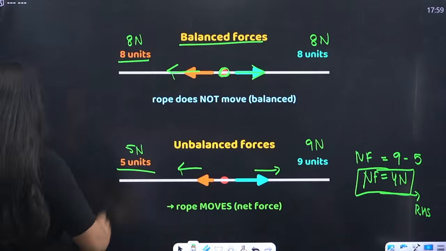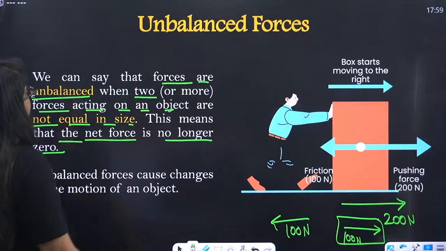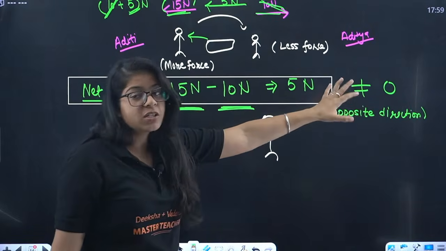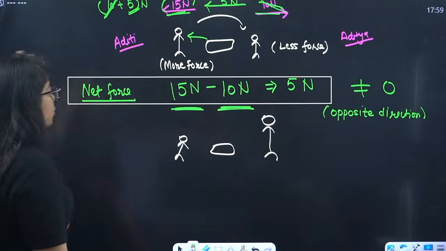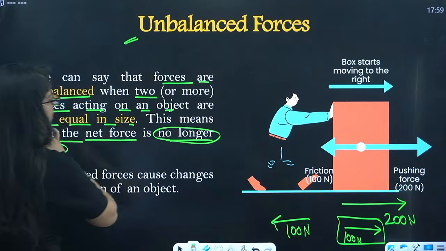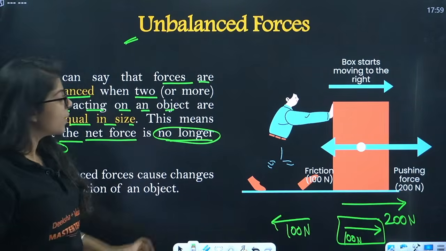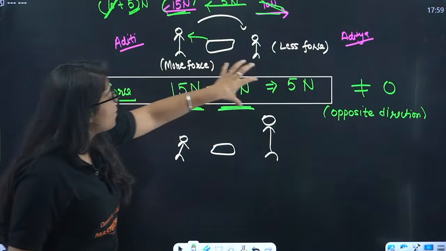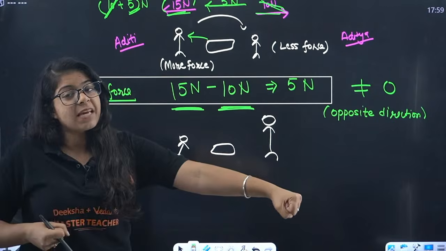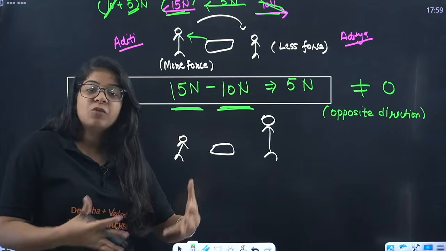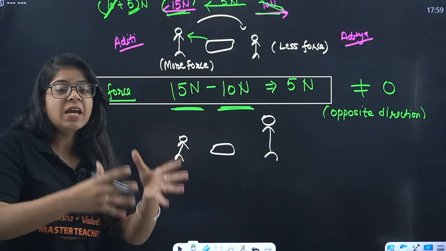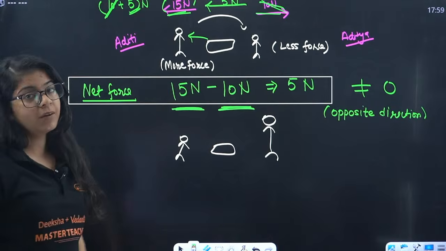Okay, so this was your unbalanced force. Now here net force is not 0. In balanced forces net force was 0. In unbalanced forces, net force beta is no longer 0. Because of this unbalanced force, the chocolate packet moved. Earlier the chocolate packet didn't move, you were applying the same force, but now the chocolate packet moved and it moved towards you. So this unbalanced force gave motion to your object.